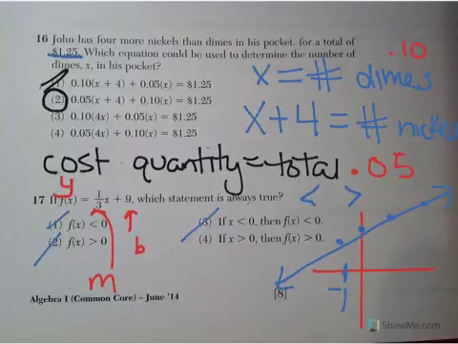Let's double check. If x is greater than 0, okay, so we're over in this area right here, then your y value is also greater than 0. Well, that's true. So it has to be choice 4.